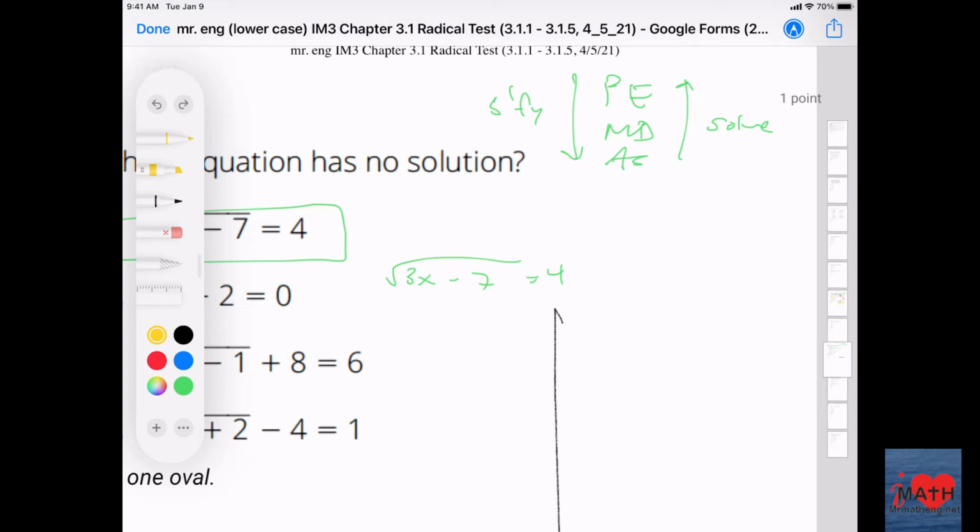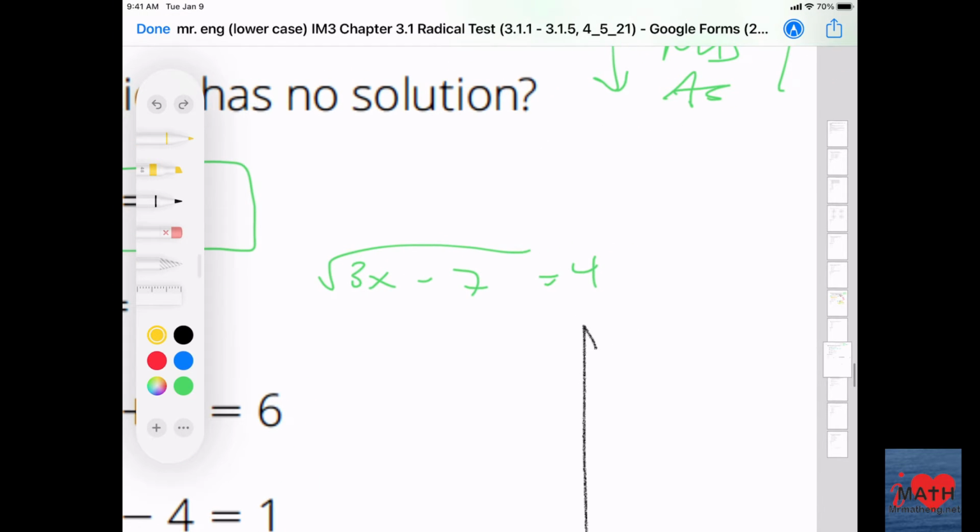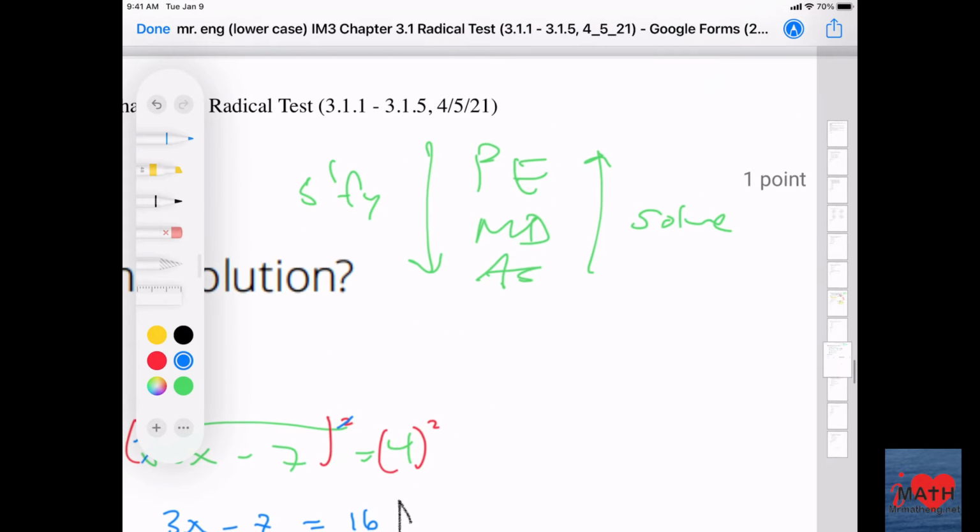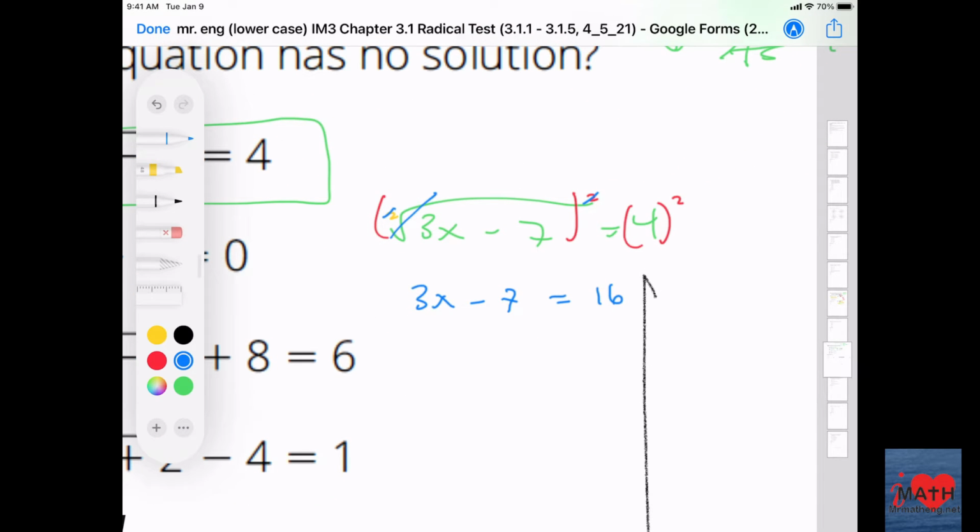I'm going to locate the index or the root, which in this case is a 2. So I'm going to square both sides. The 2, the index, and the radical sign are gone, and you're left with 3x minus 7 equals 16. Again, you're going to restart with the addition and solving here. You're going to do addition and subtraction first. So add 7 and get 3x equals 23.